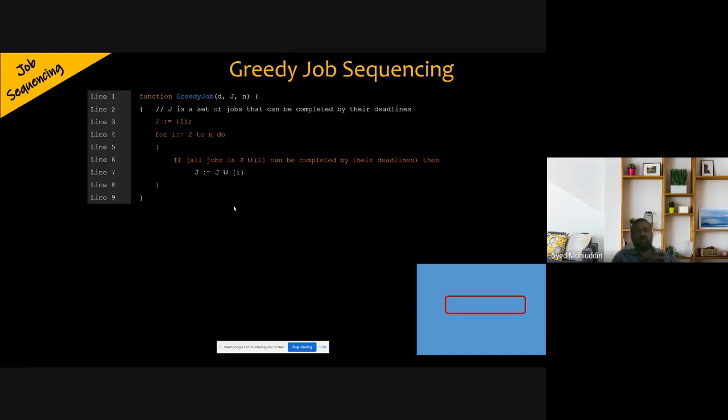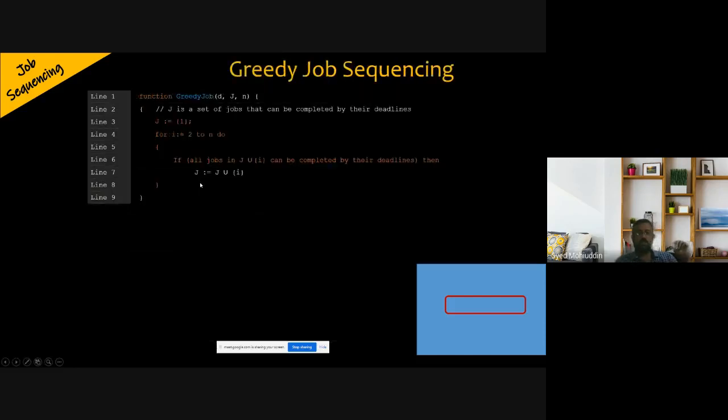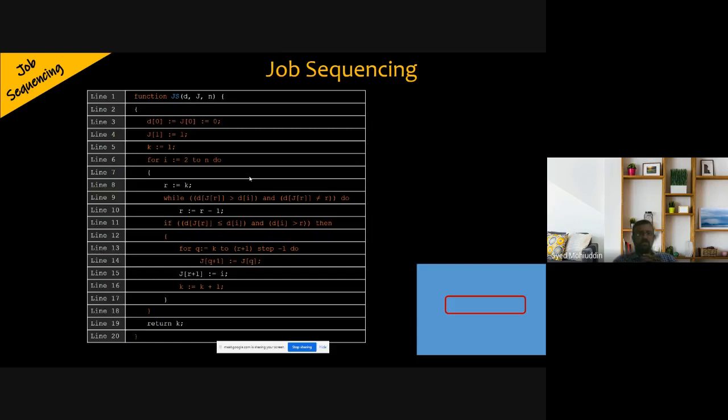Now this algorithm looks very easy, but that is not the question. This is the actual part: if all jobs in U can be completed by their deadline, then union those jobs. This is actually a very complicated scenario. It's not that easy. So the actual algorithm is this, which says JS, job sequencing for deadline. And here we have D as the deadline, J will be the solution for the jobs which are feasible, N will be the number of jobs.